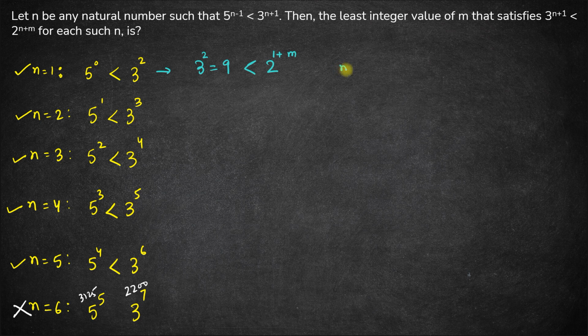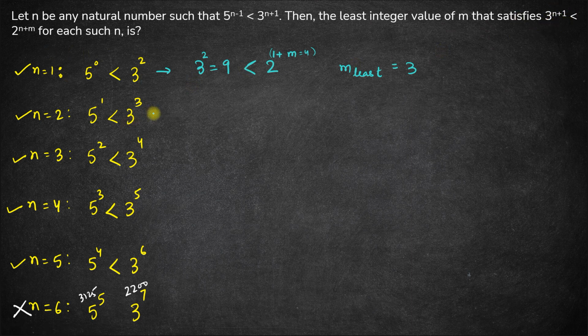So the least value of m here in this case comes out to be... some power of 2 should be greater than 9. So what is the least power of 2 greater than 9? 2 to the power 4. So 1 plus m should be 4, so m least is 3 in this case. So the least value m can take is 3. So m can take values of 3, 4, 5, 6 and so on, and that will satisfy this inequality when n is 1.